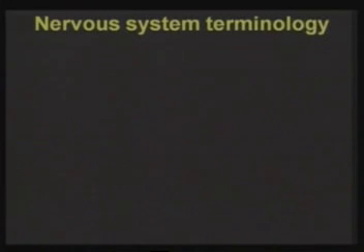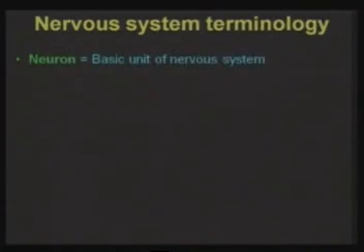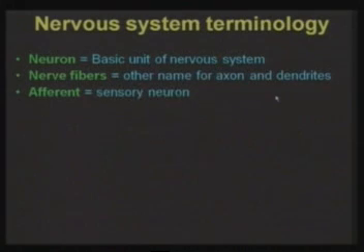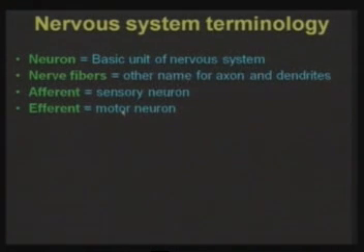Before we start the lecture, I would like you to be familiar with some of the terminologies which will come repeatedly. Neuron is the basic unit of the nervous system. The nerve fibers may be called either axons or dendrites. The afferent neurons or the sensory neurons. The efferent neuron, the motor neuron.